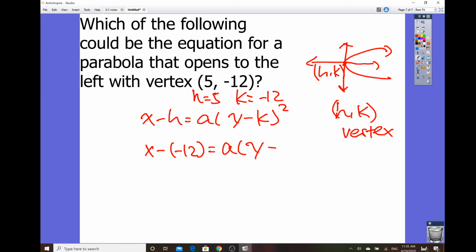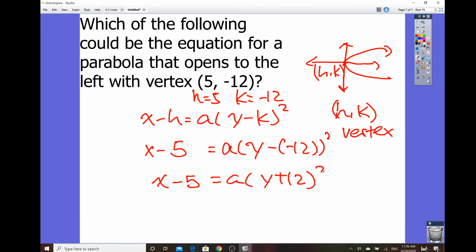I think I did something wrong here. The value of h is supposed to be 5, so it's h positive 5. It's supposed to be written as x minus 5. Okay, so I'll fix this. So that equals a times the quantity of y minus k. So k is negative 12, quantity squared. So eventually it's considered x minus 5 equals a times the quantity of y plus 12 squared.